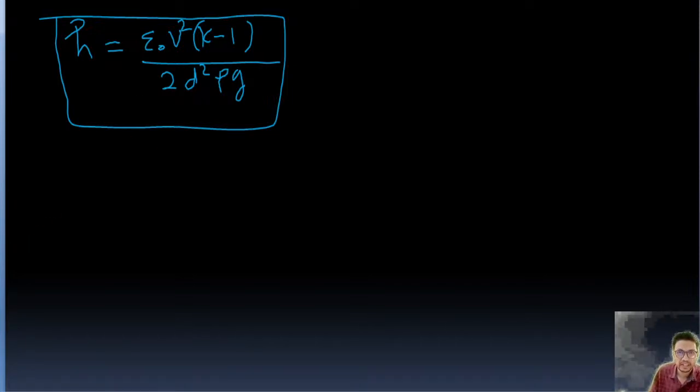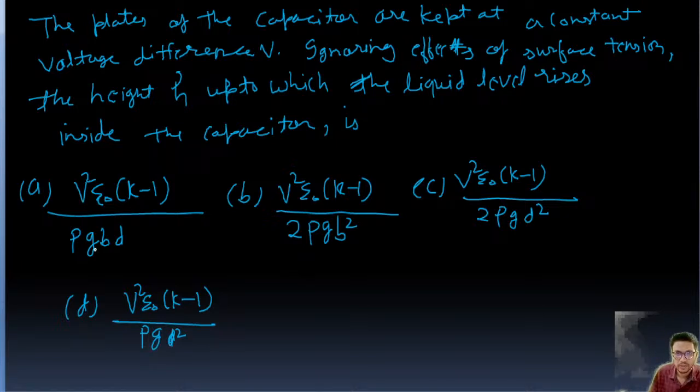Which option is matching, guys? Let me check. This one is matching, right? Epsilon 0 v square (k minus 1) upon 2 rho g v square. This is d square, guys. We have made a mistake, this is d square. So this option is matching. So option B is the, let me just check. No, option C is the correct one. My apology.